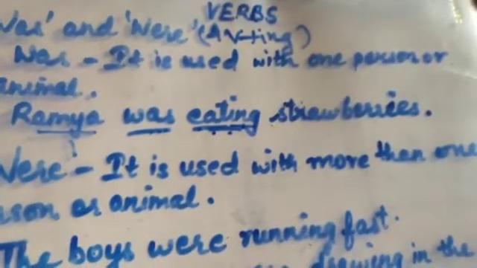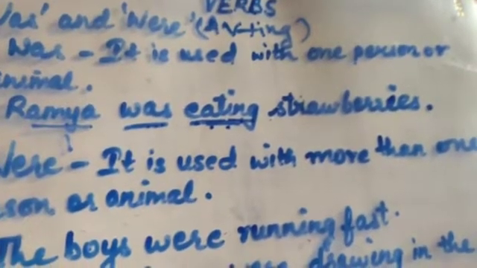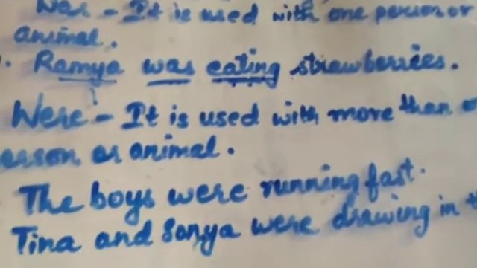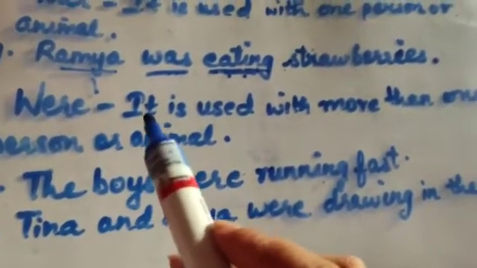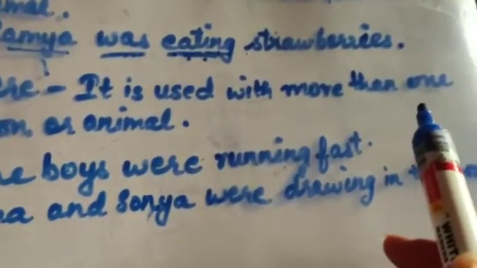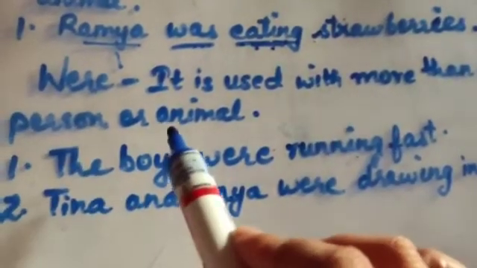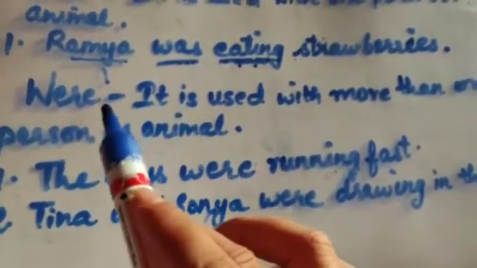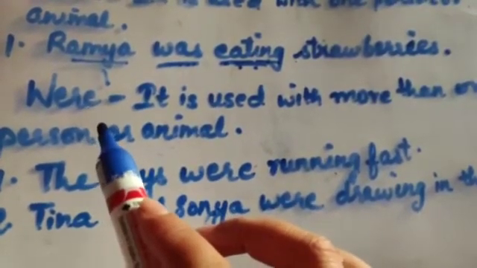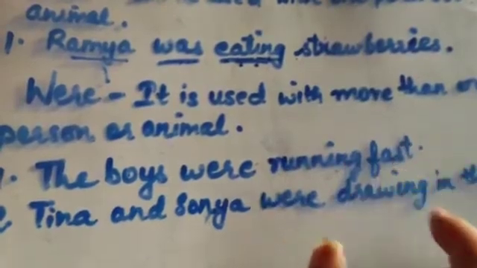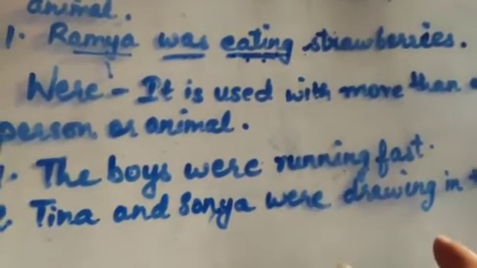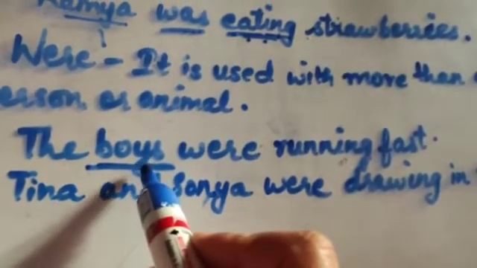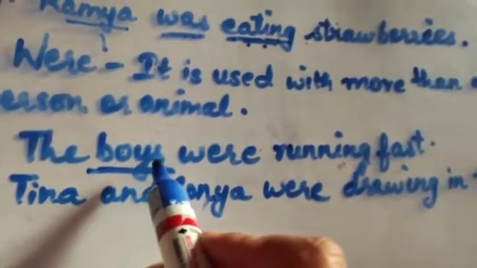Now was eating tells us that the action has happened or the action has taken place in the past. Okay, now next, were. It is used with more than 1 person or animal. Similarly, like are. But we use were when any action has taken place in the past. Okay, now you can see here there is more than 1 boy.